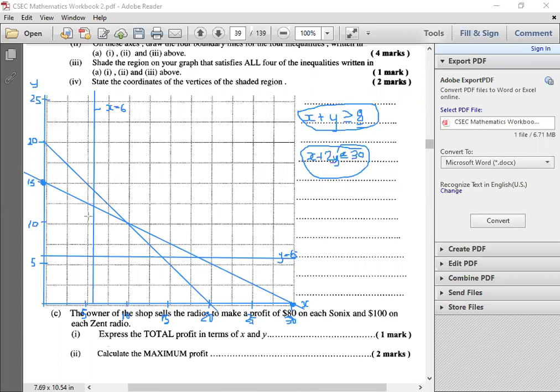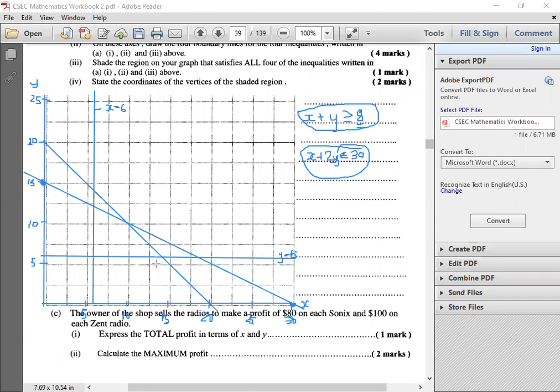So this is the graph. This is how your graph should look. You're doing it on a graph sheet, so your graph is going to be much neater than mine. Everybody gets their graph looking like this?